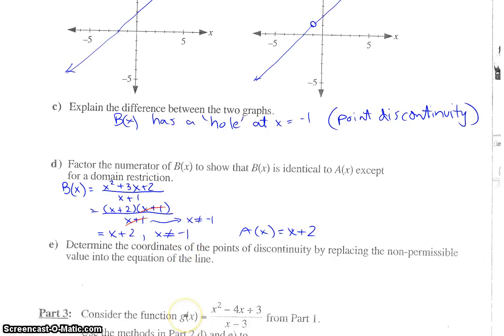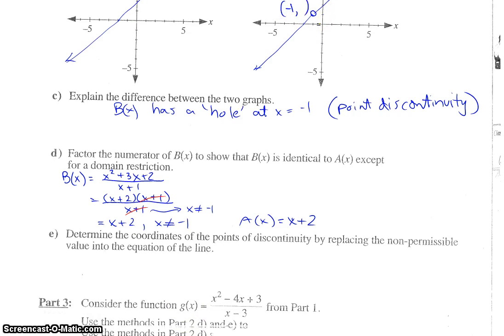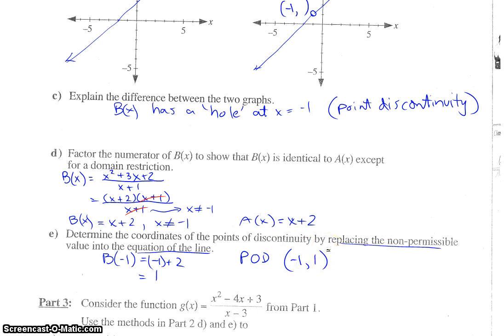Now, to find the coordinates of this hole in the graph here, we know it's at -1 comma something. What we do is we replace the non-permissible value into the equation of the simplified function, or in this case, the straight line. So if we go b at -1 and we sub into our simplified function, we would get 1. So that means the point of discontinuity is going to be at -1 comma 1. Okay, awesome. So that's the best way to find the coordinates of that point that we're missing.